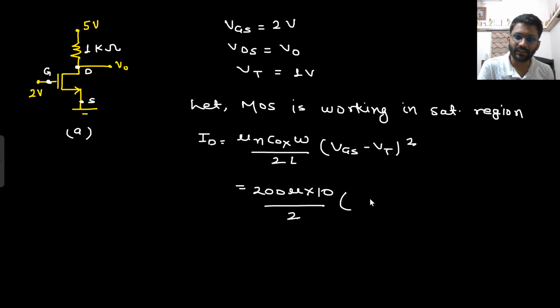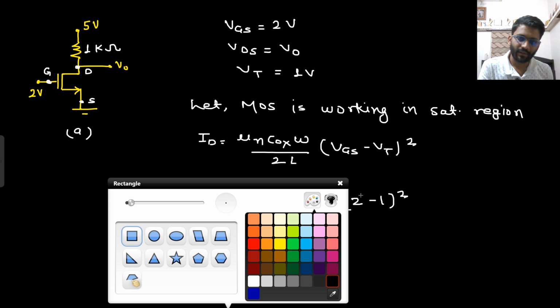What is the value of VGS? That is 2. And what is the value of VT? That is 1. So what do you get? You are getting 1 milliampere. ID value you are getting is 1 milliampere. Are you agreeing to this point?